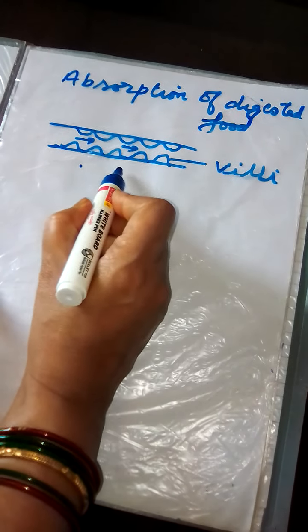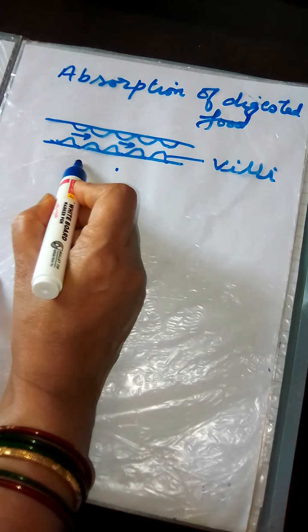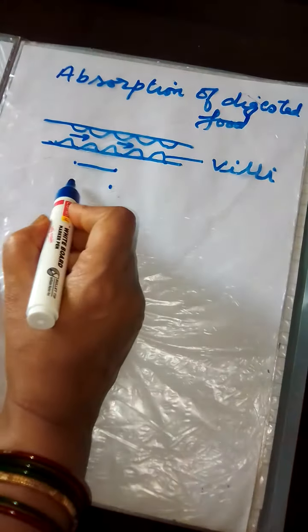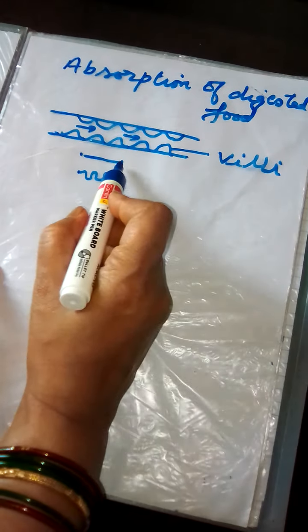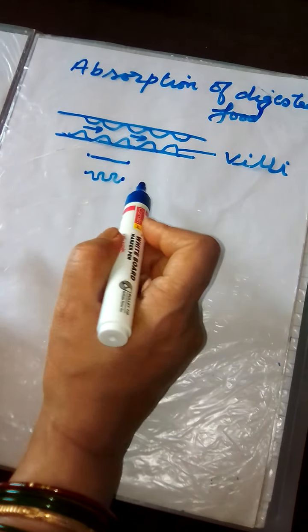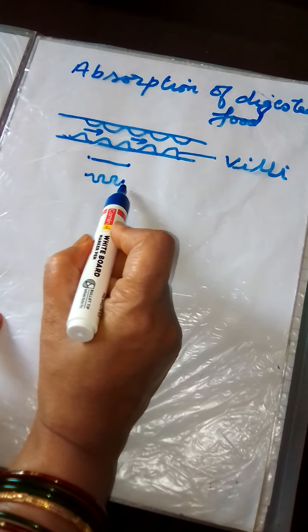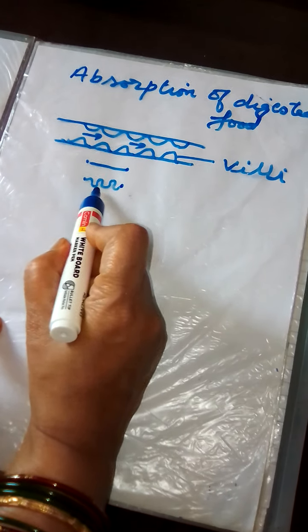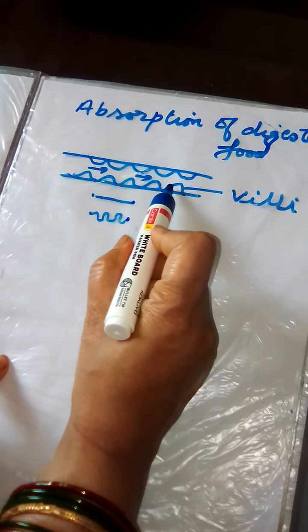Now suppose if these are the 2 points and I have to accommodate a thread. I may keep the thread straight, or I may take a long thread and fold it and accommodate it. So which one will provide more surface? This one or this one? Of course this one, because in the same space I have folded it, so it will provide more surface. So in this way you can try to understand why this inner wall is thrown into folds called villi, so that it increases the surface of absorption.